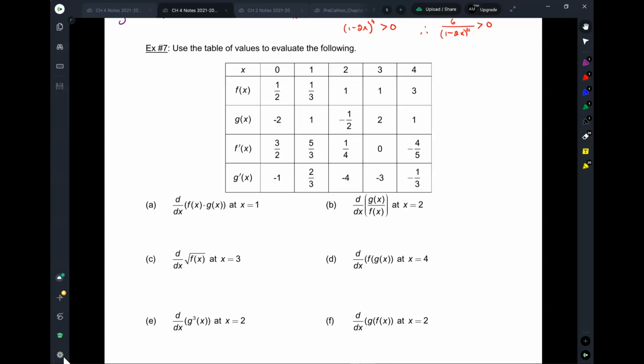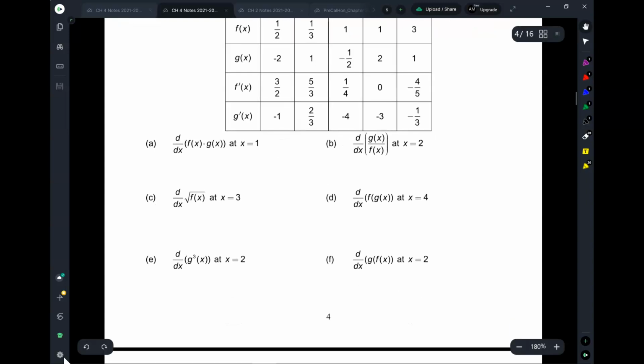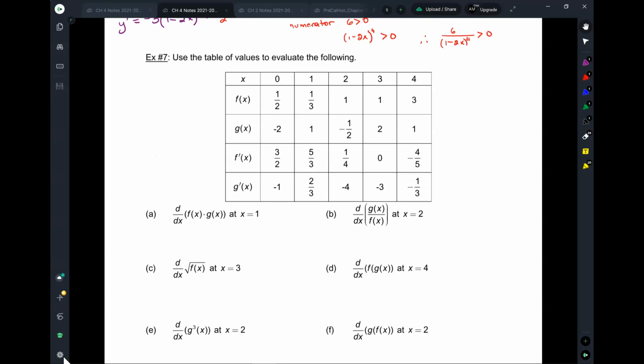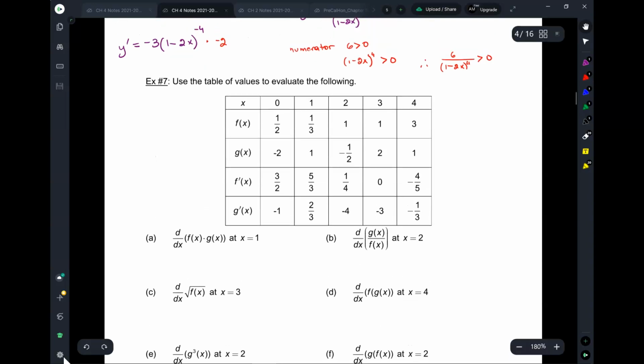What you're given in this problem is this chart. And if you look at this chart, look at what you have. You have f of x, g of x, f prime of x, g prime of x, and you have their values at various x points, okay? And what you want to find is the derivative of the expressions given here. So first of all, this problem, example number 7, put a big star next to this problem because it is very, very important, okay?